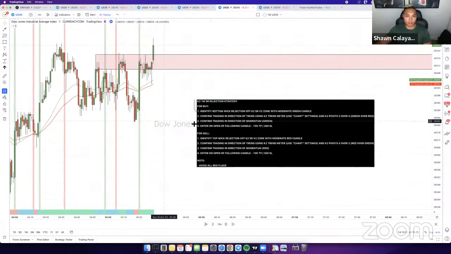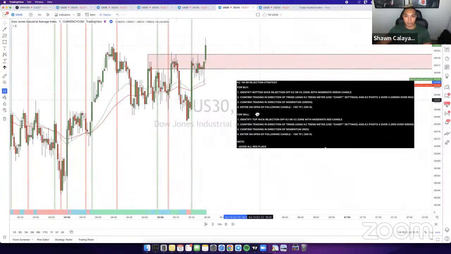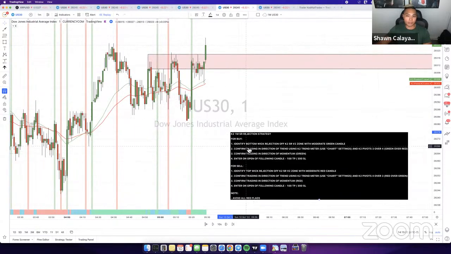So with that said, we have an example here for a buy. Using the requirements here, identify a bottom wick rejection off the K2SR V2 zone. There's a wick rejection right here. And you want to confirm that it is a moderate green candle.